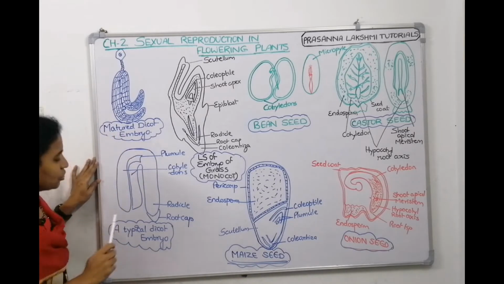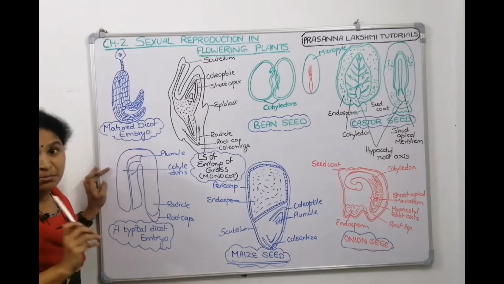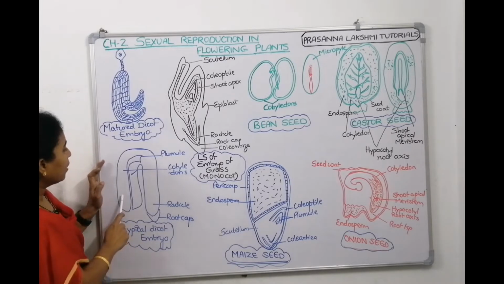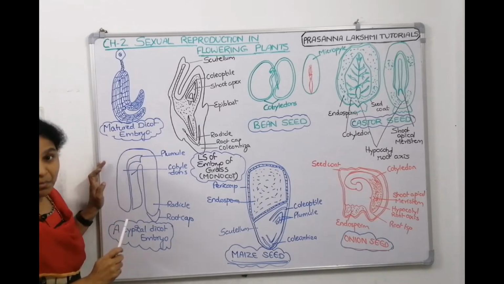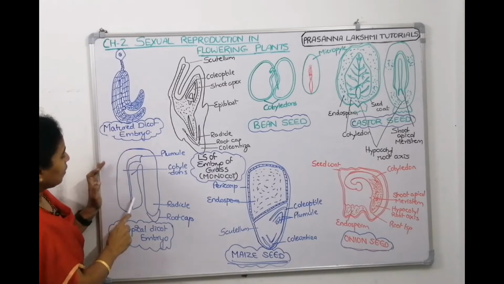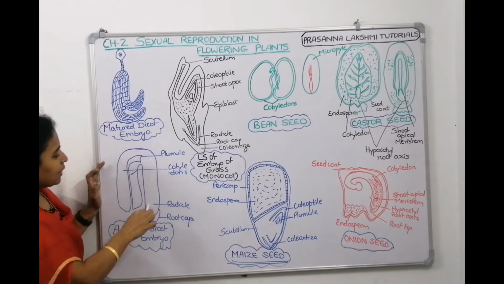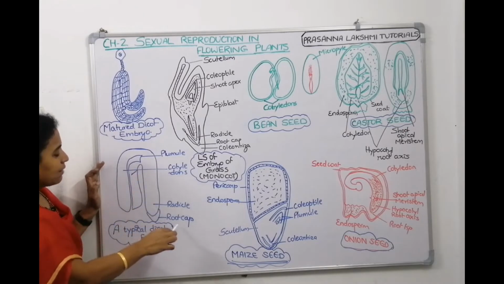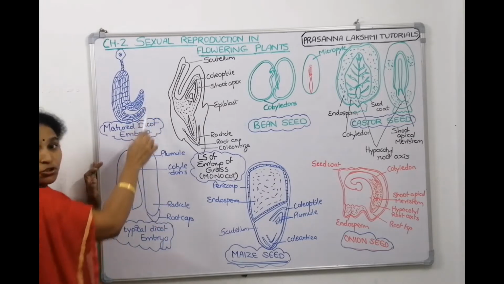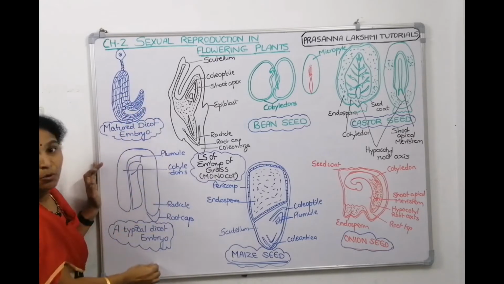And here we have another picture. What is this? It is a typical dicot embryo. What are these two cotyledons? In between the cotyledons, this is the plumule. And this is the radicle covered by a root cap. Now, come on, tell me, what is the difference from this to this? This is a mature dicot embryo and this is a typical dicot embryo. I think we understood dicot embryo.